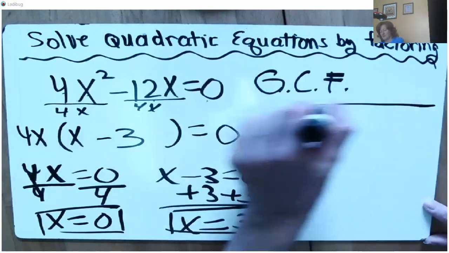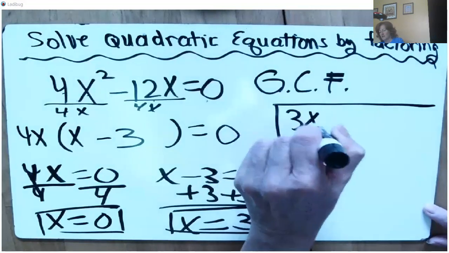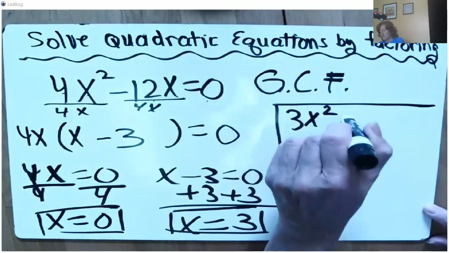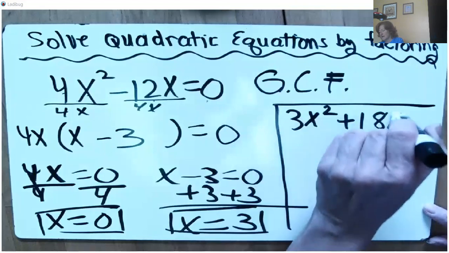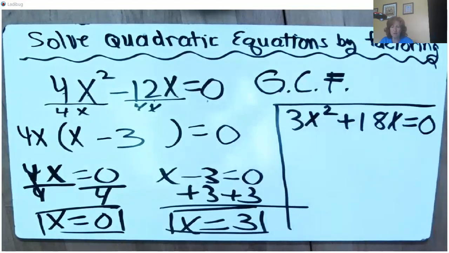Okay, this one is for you guys to try. 3x squared plus 18x equals 0. Okay, you guys try that one.